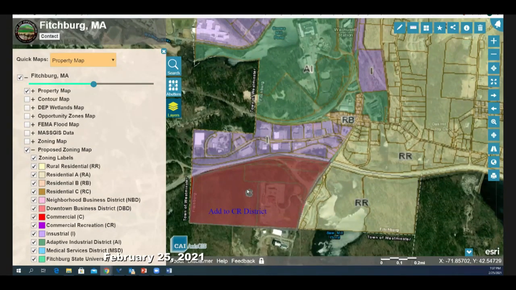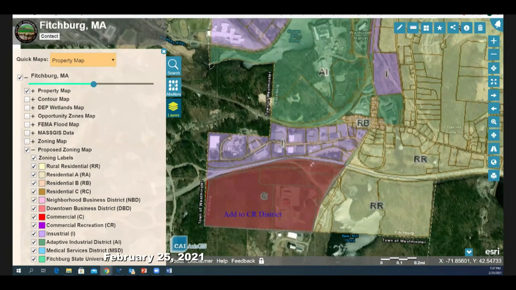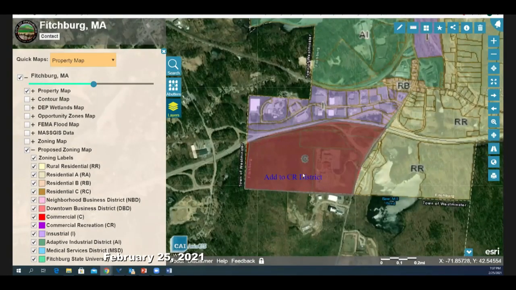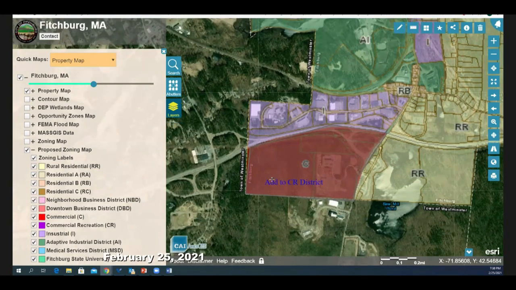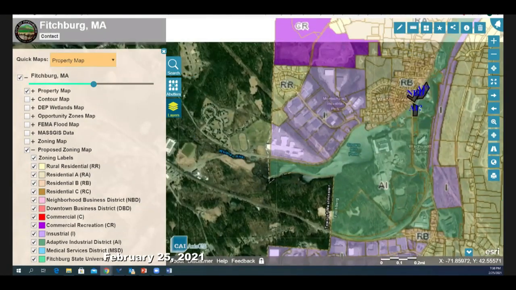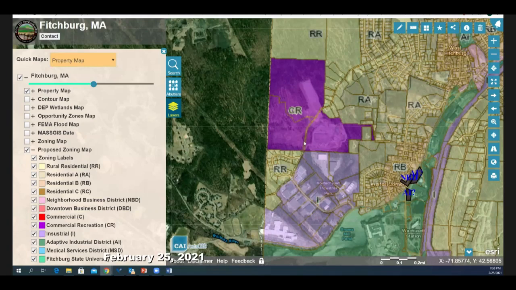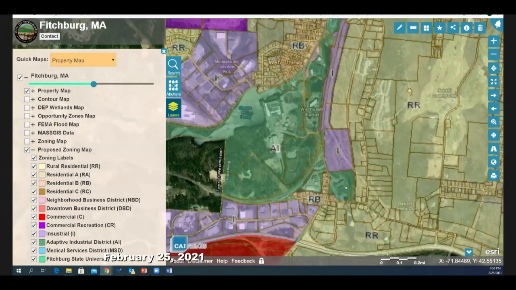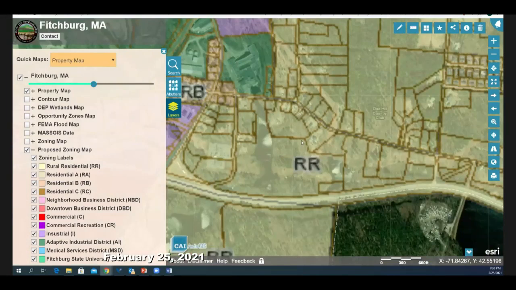Originally, it was proposed to rezone the area around Great Wolf as commercial. The planning board proposed adding it to the commercial recreation district, which again would be along with the Game On Fitchburg site, which I guess the committee sort of approved already in concept. Then we had an area off of the Mass Turnpike that currently is zoned light industrial.